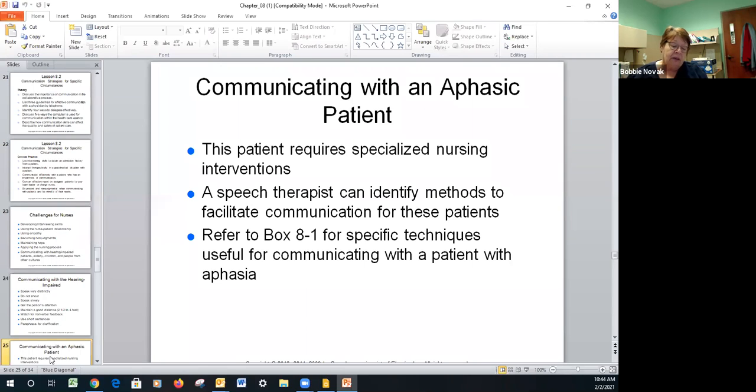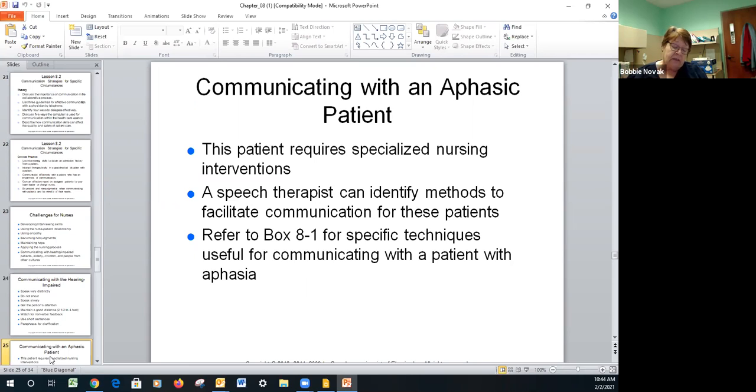All right. Include them in group conversations. Give directions in short phrases and simple terms. And make sure, things that are yes or no are much easier for them to be able to answer. So here we're going to use questions that are yes, no. Using body language, gestures, facial expressions to enhance the message is important, because what they see, they can understand, not necessarily what they hear.